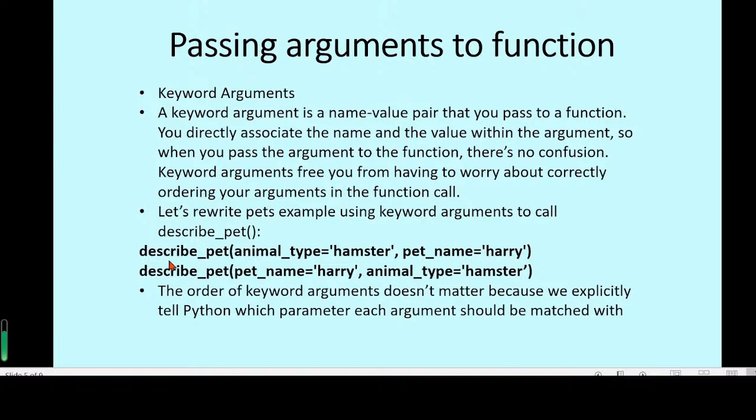So we can also call this function. Then in the parentheses we write key-value pairs. You can write them in any order as long as you input the key-value pairs. And we can also write the pet name first, Harry, and the animal type second. It's correct. The order of keyword arguments doesn't matter because we explicitly tell Python which parameter each argument should be matched with.